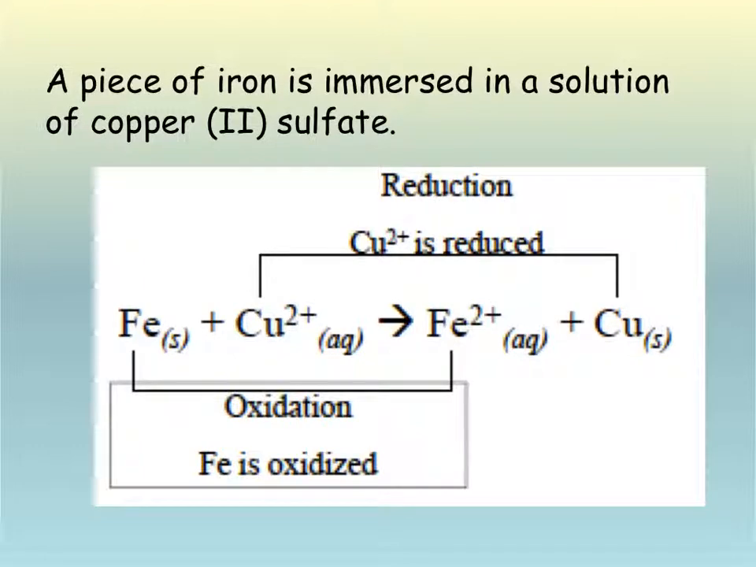All right, so a piece of iron is immersed in a solution of copper(II) sulfate. We know that copper(II) sulfate is an ionic compound, so it is going to break into Cu2+ and SO4 2-. Because we're going from iron to iron 2+, that means we lost 2 electrons, so iron is being oxidized. Copper goes from copper 2+ to copper metal, so it is gaining electrons, so it is being reduced.